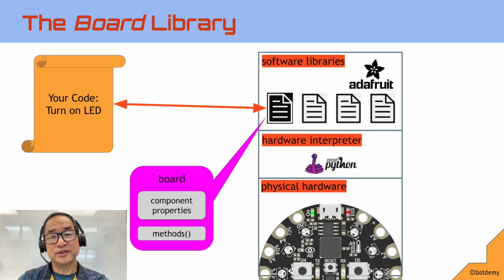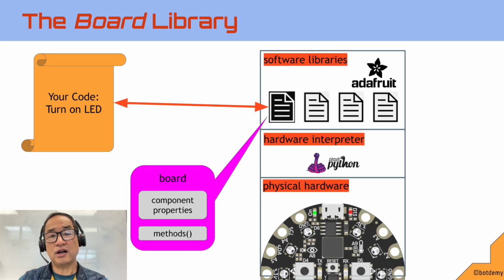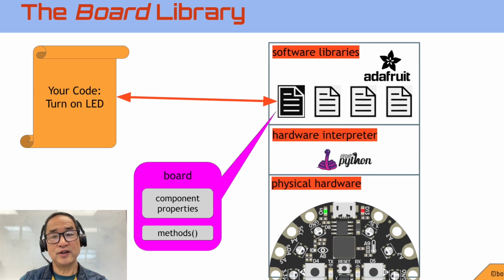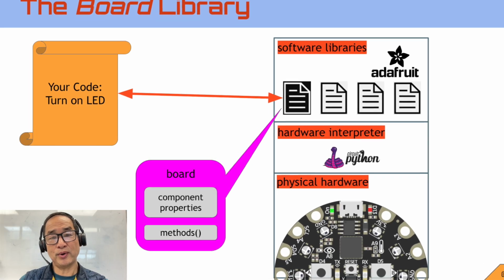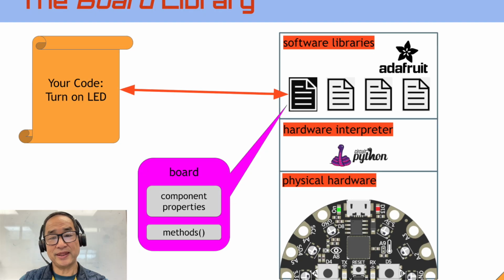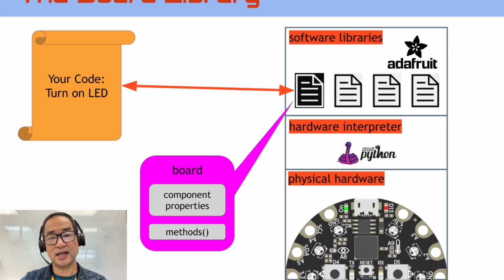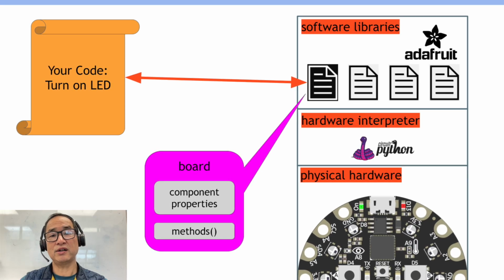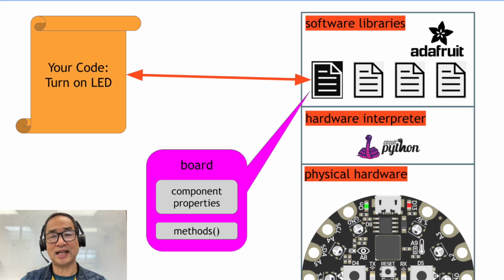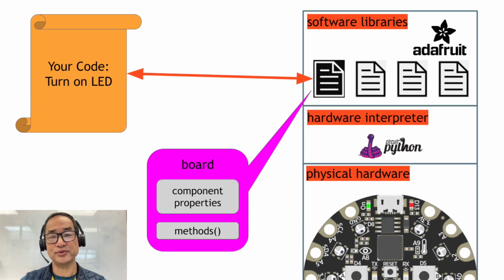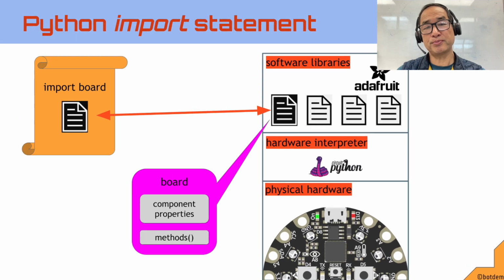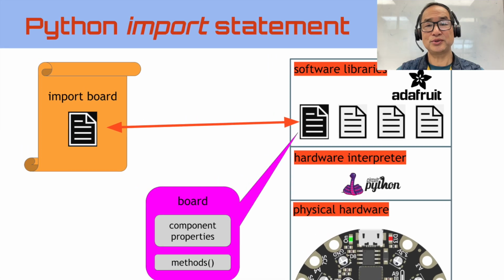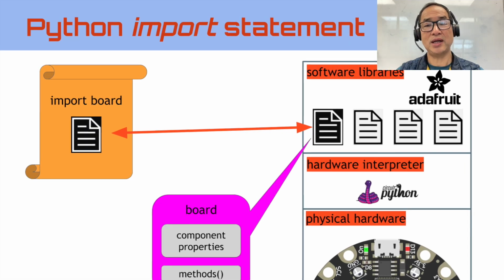One of the modules that we'll be using is called the board module. This module comes with Python names for all the components on this board and also comes with the methods. The methods are like action verbs. You can tell something to turn off or turn on, or you can ask sensors to read values. But before we can use this board module, we must first import it into our code. Let's do that in our IDE and play with it.